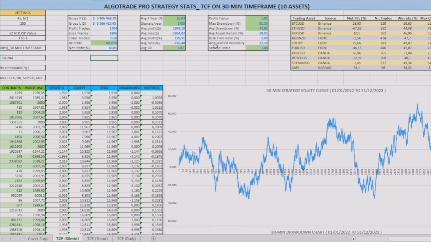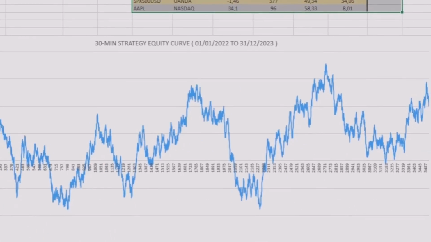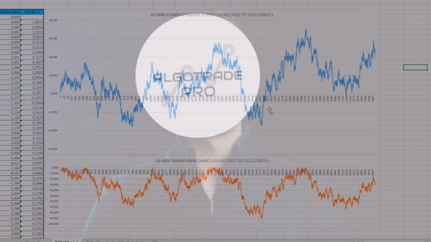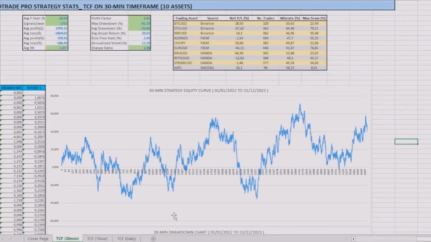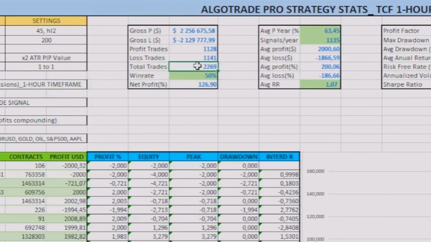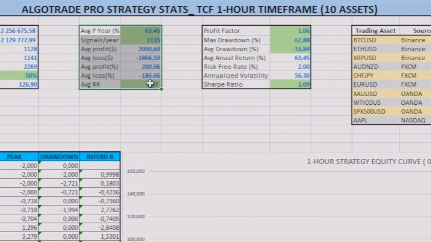Here you can see the results of every asset, and by looking at the equity chart, we can verify that in this time frame the trend continuation factor in these conditions is not consistent. Then in the 1-hour time frame, after more than 2,200 trades, this tool achieved a win rate of about 50% and a total net profit of 126%. Here you can find the average results and trades per year.